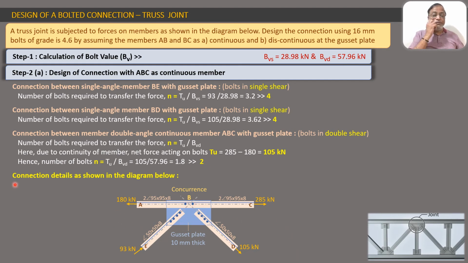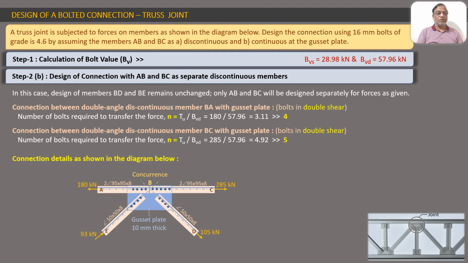So in this way we have designed this bolted connection completely for the situation where the member ABC is continuous. Now in the next part, we will consider the member ABC as 2 separate members AB and BC. So let us consider step 2B. Here it is the design of connection with AB and BC as separate discontinuous members.